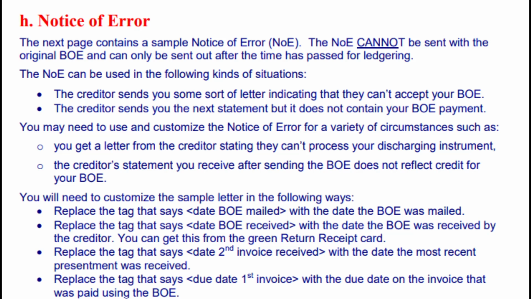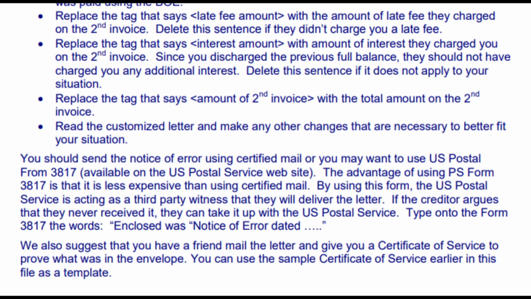Okay, so let's get into what we do after that. Now we can go through different ways to get your remedy and make sure they do their job too. It says you should send the notice of error using certified mail, or you may want to use the U.S. Postal Form 3817. I use 3665. It serves the same purpose. It basically means that they did, in fact, receive the mail.